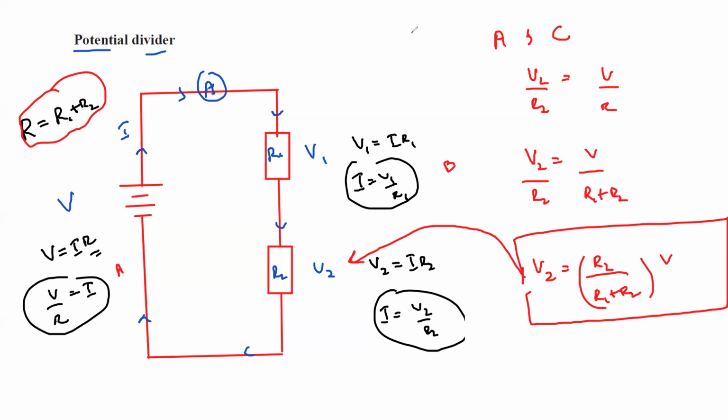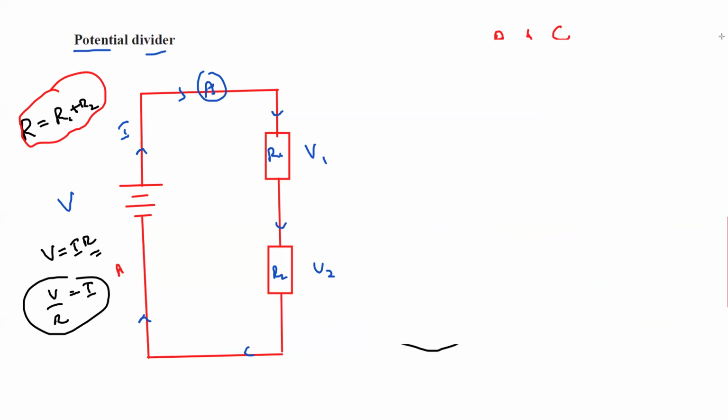These are the formulas you will always use whenever you see a potential divider circuit, a circuit which is dividing the voltage. If a question asks for the voltage across the first component, the formula is the resistance of that part divided by the sum of the resistances of the circuit, times the total voltage V. And for the voltage across the second one, it is the resistance of that part divided by the sum of the resistances, times the combined voltage V. So this is the formula for the potential divider circuit. Is it clear up to this point?